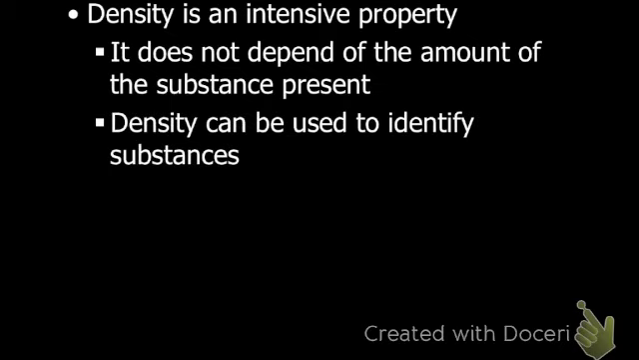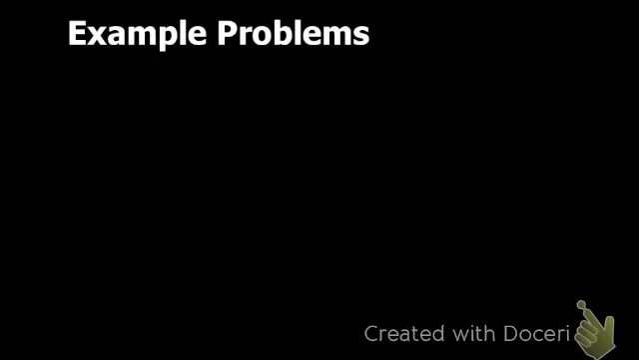So say we had a sample of copper. If we had half a gram versus a kilogram, it would still be the same density. And densities are pretty unique to the substance, so we're able to use them to identify something if we're not sure. If we have the mass and the volume, and we find the density, we're generally able to figure out what the identity of that substance is.